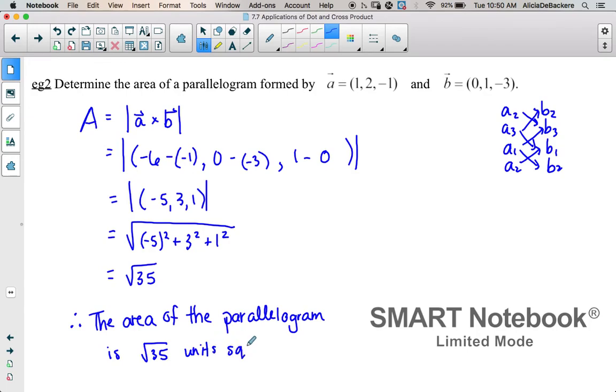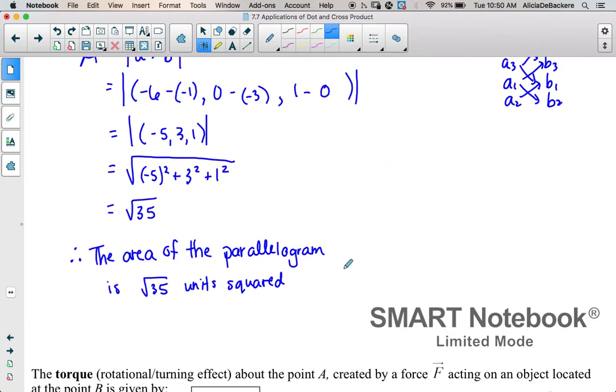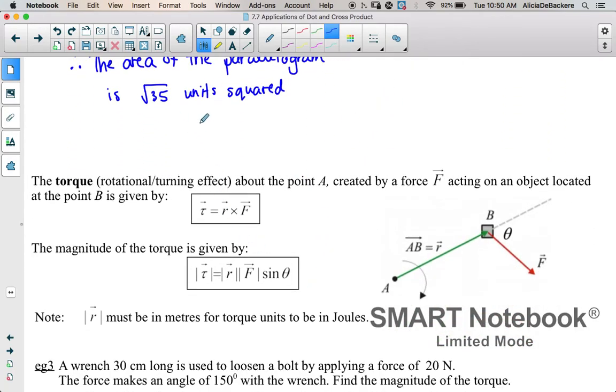And since I'm talking about area, the units are squared. We don't have the units here. We're just in a coordinate grid, so we don't know the value of a unit, so we just say units.